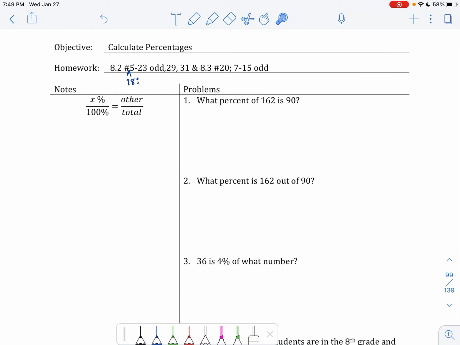And we're going to talk about calculating with percentages. So get yourself ready for notes. There's a page that you're going to skip. That's totally fine. And we're going to get started with Chapter 8 here.